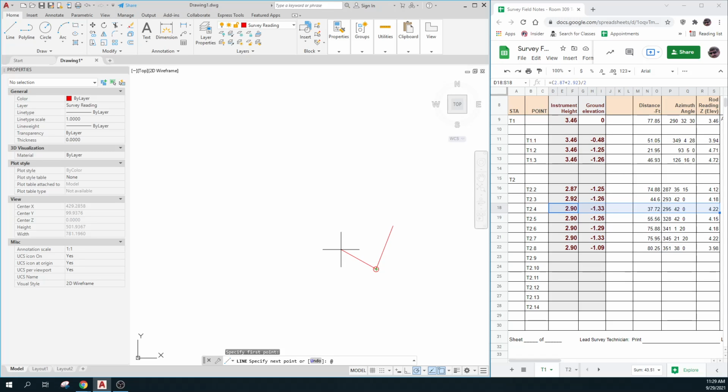Did you use the at symbol? If you're using this weird relative thing down here, the dynamic input, make sure it's off. From where I'm at, 51.05 and an angle 349 degrees, 4 minutes, 28 seconds.